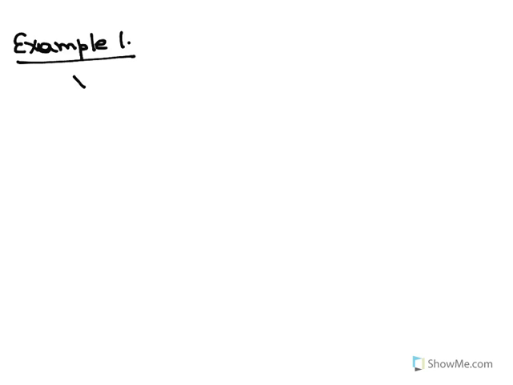and cancel. So the first rational expression I have is x squared minus 4 divided by x minus 3, and I'm going to divide this by 5x minus 10 divided by 8x minus 24.